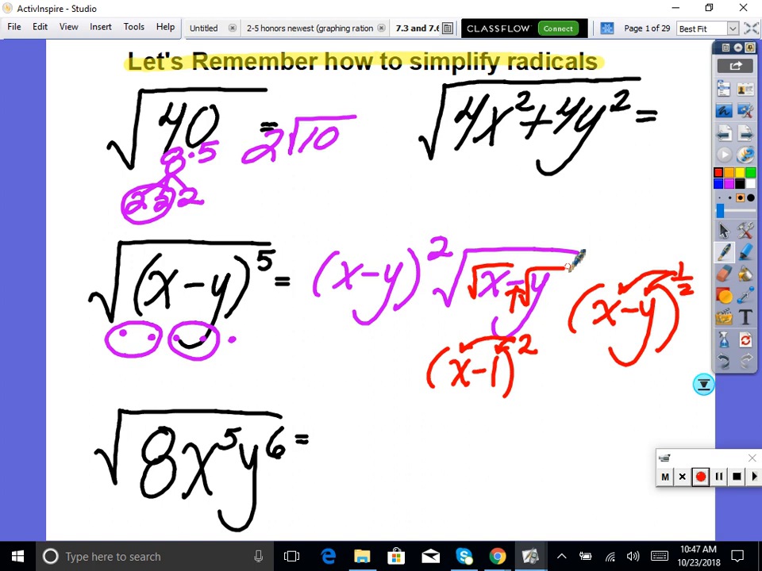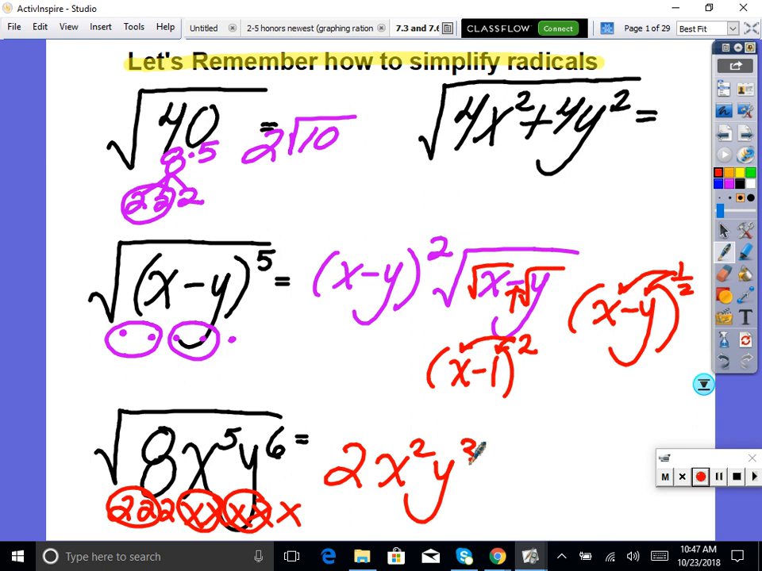Okay, moving on. With this one, we would break it down. 8 is 2 times 2 times 2. X to the 5th, if you were desperate, 1, 2, 3, 4, 5. And I'm not going to do the 6. So everybody will pull out groups of 2. Pull out a 2, pull out an x, pull out an x. Correct? 2x squared. And then you said y to the 3rd. Good. Because 6 divides by 2 3 times evenly. So then left under our square root is a 2 and an x.